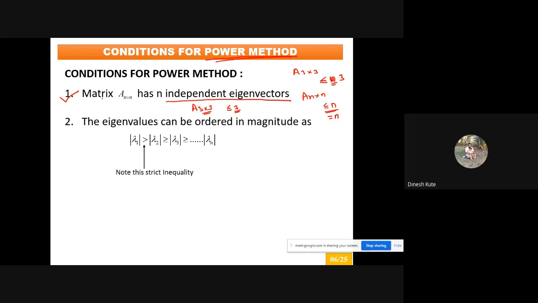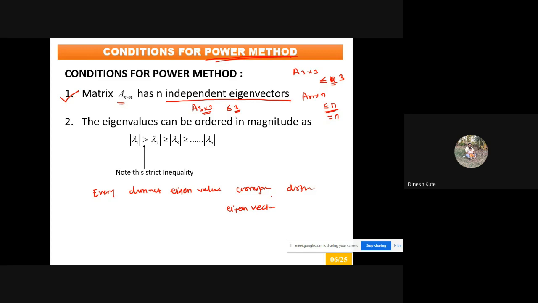Okay, there is one result related with this. Every distinct eigenvalue corresponds to a distinct, independent eigenvector. So if all my eigenvalues are distinct, in that case I will definitely get those distinct and independent eigenvectors.